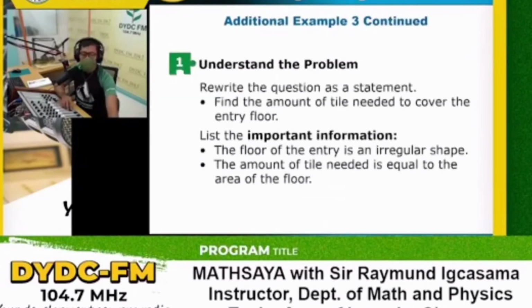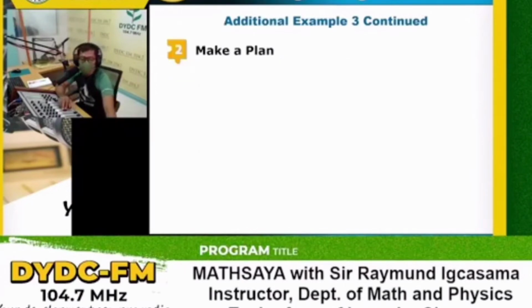So the amount of the tile needed is equal to the area of the floor. Meaning, for you to be able to determine how many tiles the Rights need, you have to find first the area of this irregular shape, no? So, make a plan. That's our second step, is to make a plan.